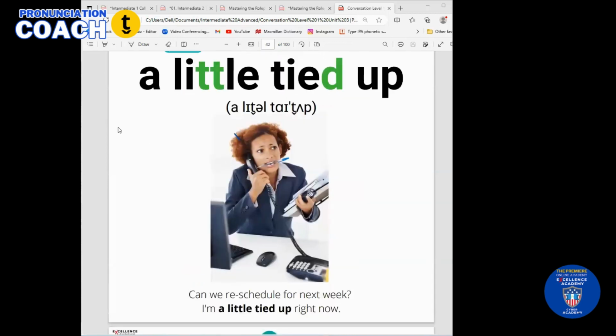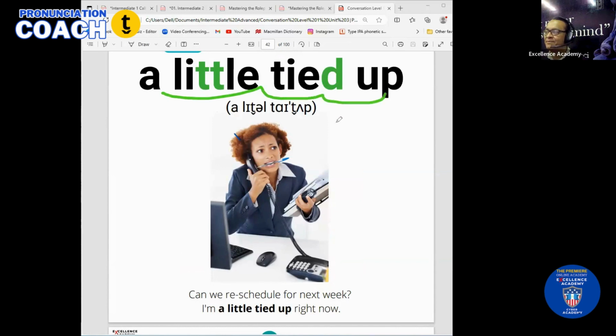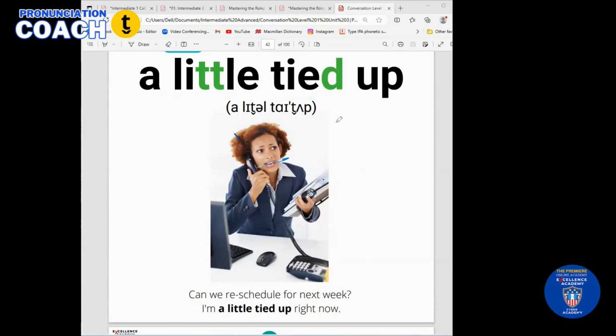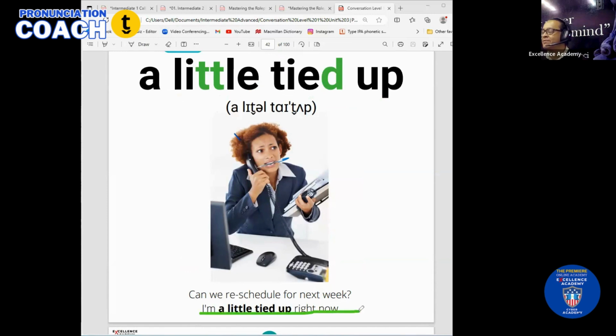Next one. This is a cool phrase. I like this one. A little tied up. Da, da, da, da. Everybody say "a little tied up." That's right. So you say, "I'm a little tied up right now." That's right. A little busy. Okay, great.